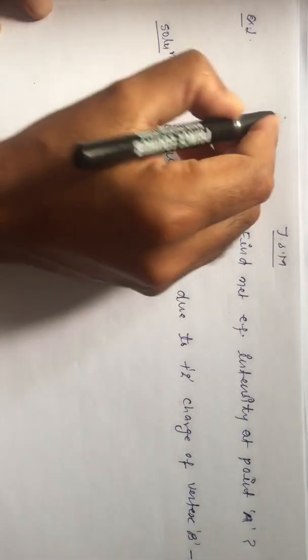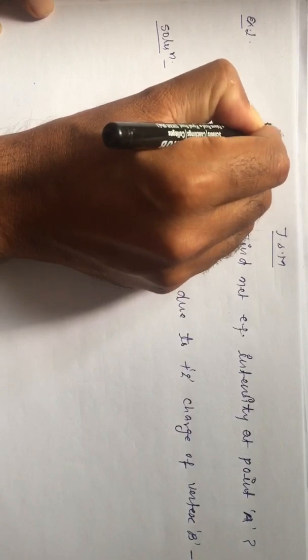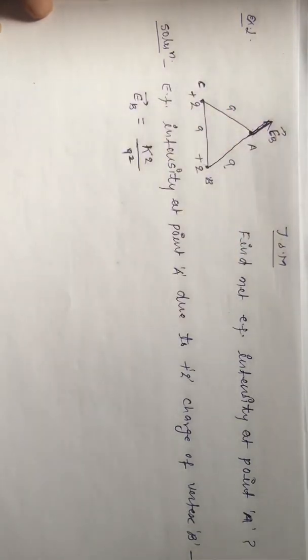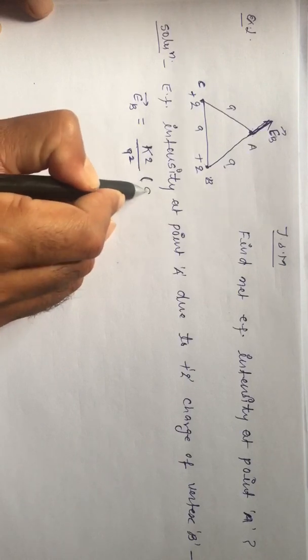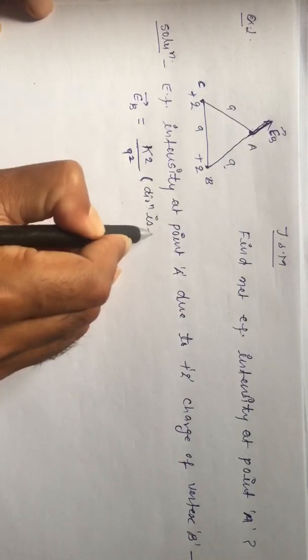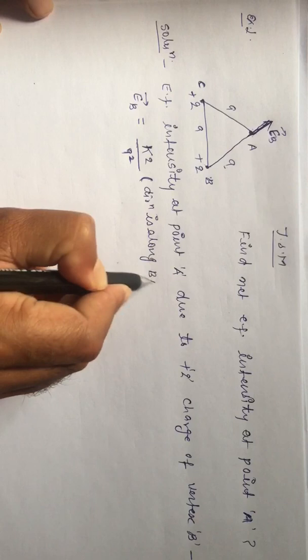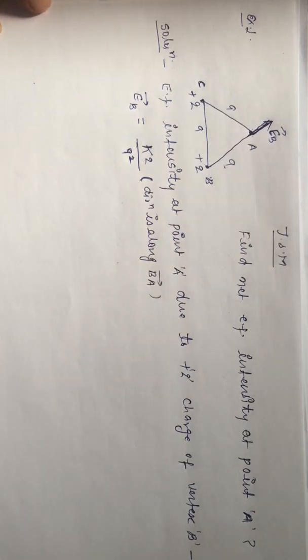Direction will be away from the positive charge. This is the direction of the EB vector. Any confusion? So the EB vector is along the BA vector. Direction is along the BA vector, meaning from point B to point A.